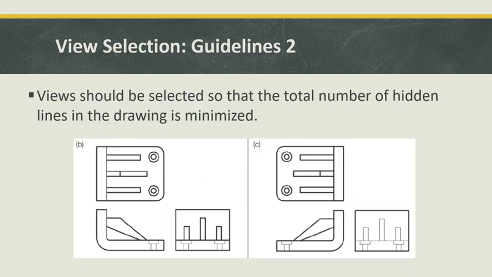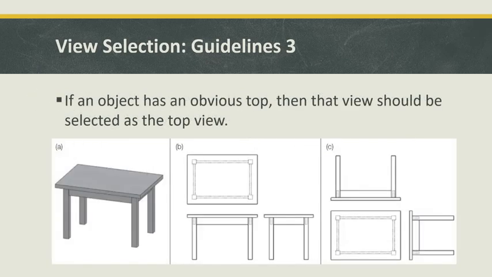Not just the number of hidden lines on the front view, all other views should be considered because the front view determines the orientation of all other views. If an object has a natural orientation, such as the table in the figure, it'll be easier that the views are in the familiar orientation. In this example of a desk, views on the B drawing look more natural while C drawing is not.